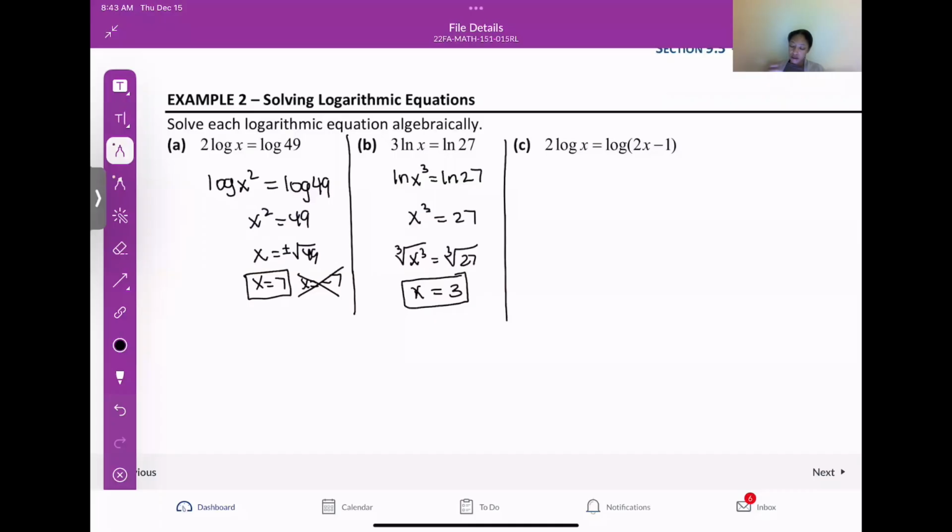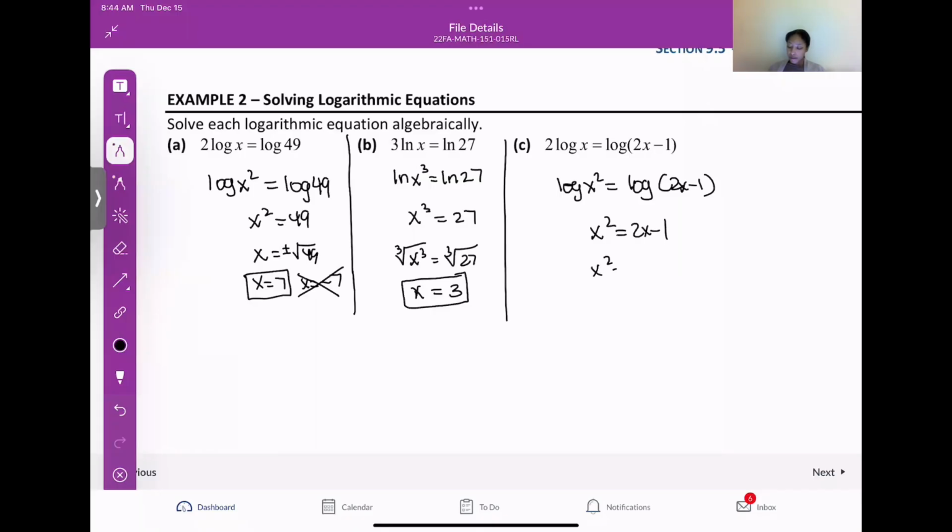All right. Then part C, 2 log of x equals log of 2x minus 1. And we have to move that 2 up. So this would be log of x squared equals log of 2x minus 1. And then from here, we'll set x squared equal to 2x minus 1 and solve.